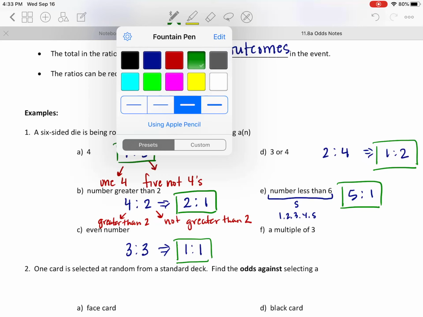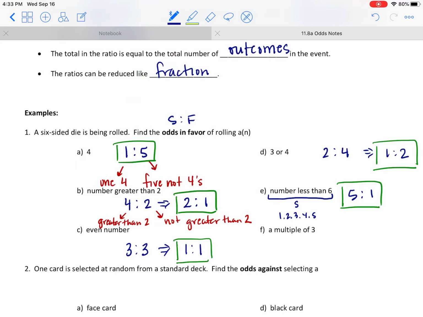Okay? How about a multiple of 3? Do you know what a multiple of 3 is? A multiple of 3 means, like, 3 times 1 is 3. That's a multiple of 3. 3 times 2 is 6. That's a multiple of 3. 3 times 3 would be 9. That's a multiple of 3. So those are all multiples of 3, but in our 6-sided die, the only ones that come up would be a 3 or a 6. So that's 2 options that are successes, which means the other 4 have to be failures. And that's going to reduce to 1 to 2 odds. Okay, so 1 to 2.